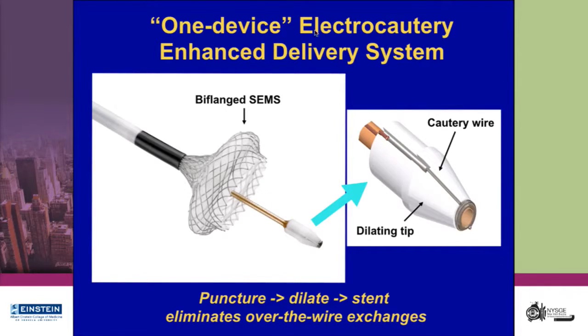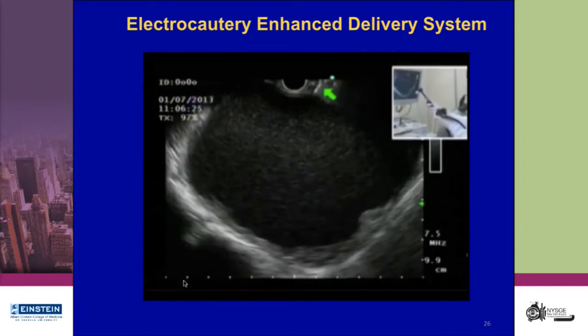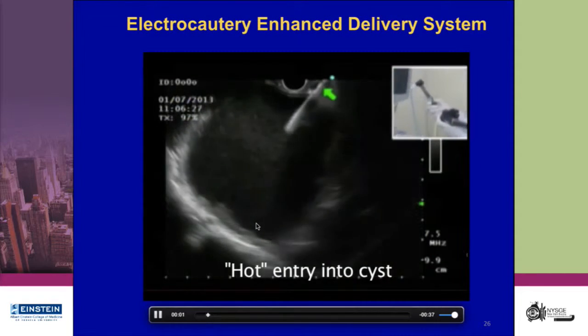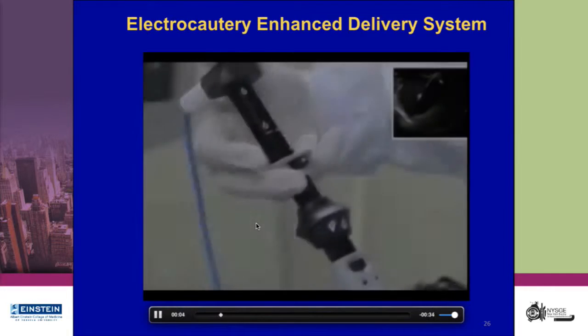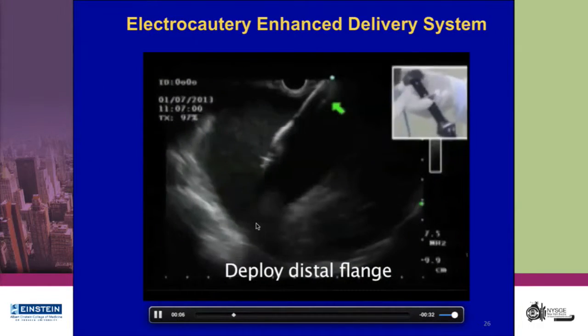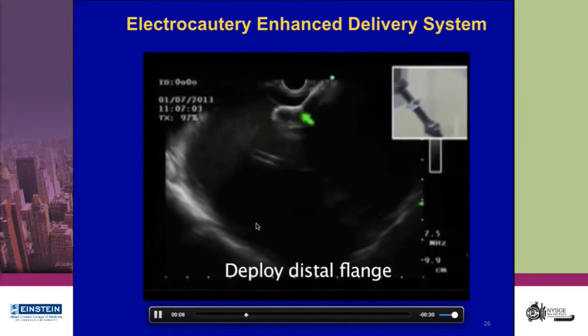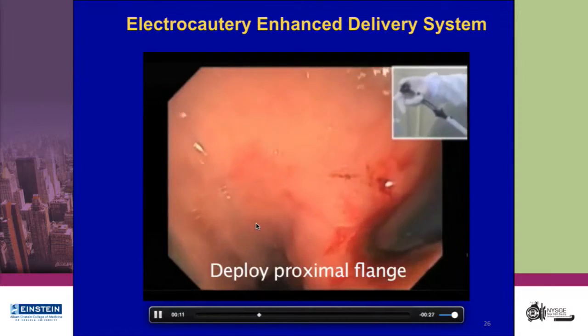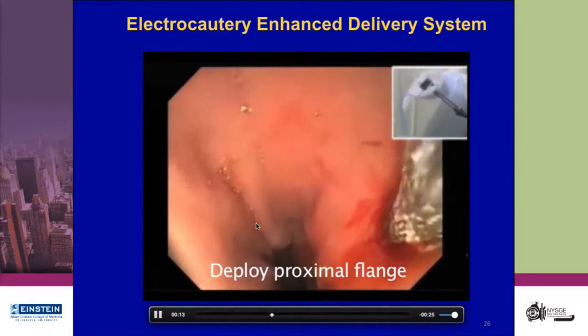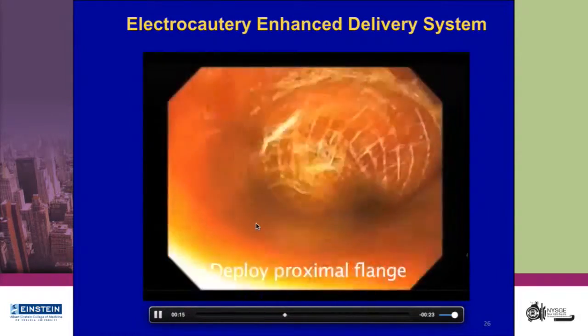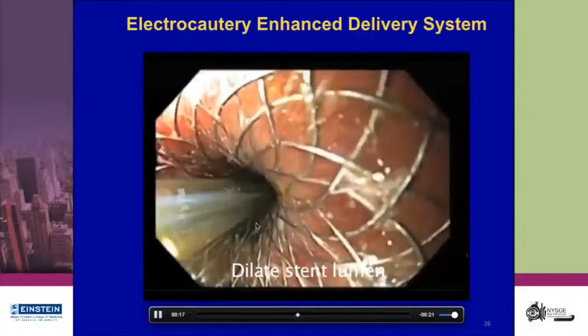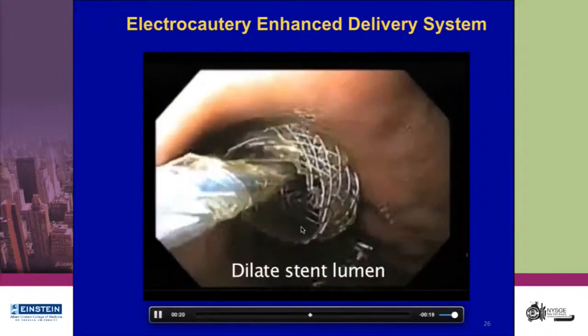And a one-device electrocautery enhanced delivery system is really the ideal because it allows us to place the stent immediately after we access the cyst, so we eliminate all over-the-wire exchanges. This is a video that very quickly will show you how we're just puncturing the cyst with this enhanced cautery system, and as soon as we're in the cyst, we can immediately deploy the stent. You see the distal flange deployed, and then the proximal flange, and voila, we have now drainage, and we have an access port now that we can create for necrosectomy.